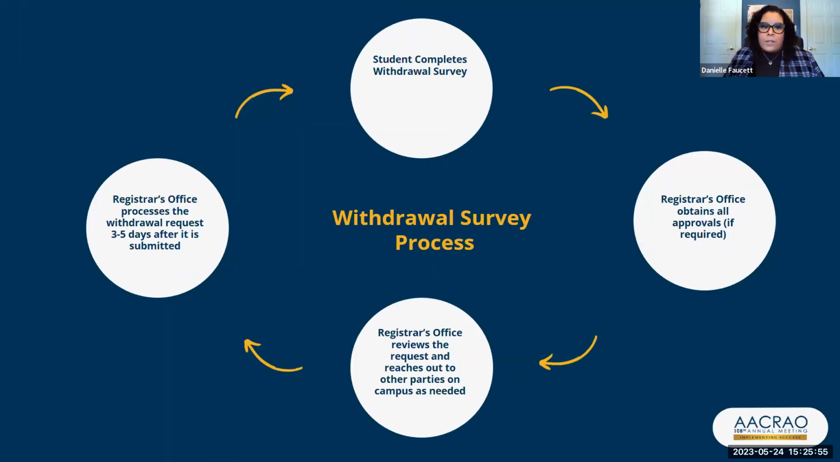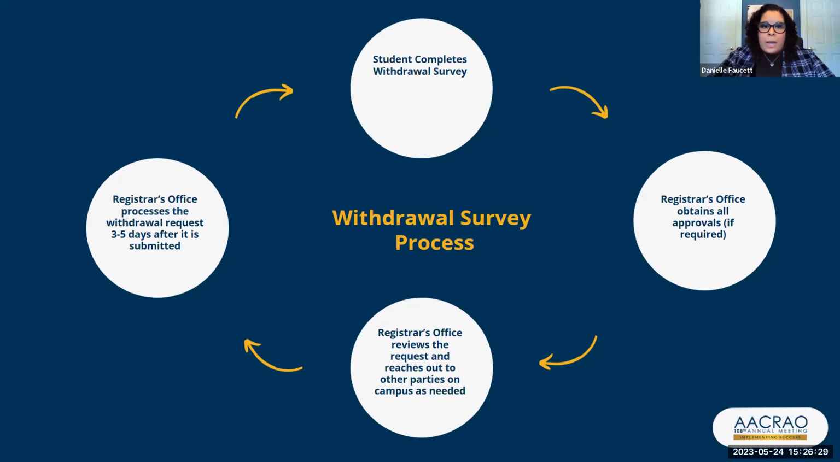So this is just an overview of our withdrawal process here at UMSL. First, the student completes the survey and submits it. And then it comes to our office to obtain all approvals if required. So we reach out to advisors, athletics, veteran services, financial aid, if the student is receiving financial aid. And other offices on campus are always notified when a student completes a withdrawal survey. So that's offices like cashier, student retention, and campus life. No matter what, when students submit a withdrawal request, those offices are always notified.